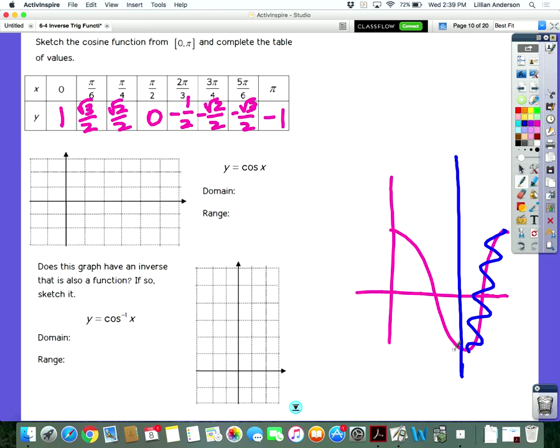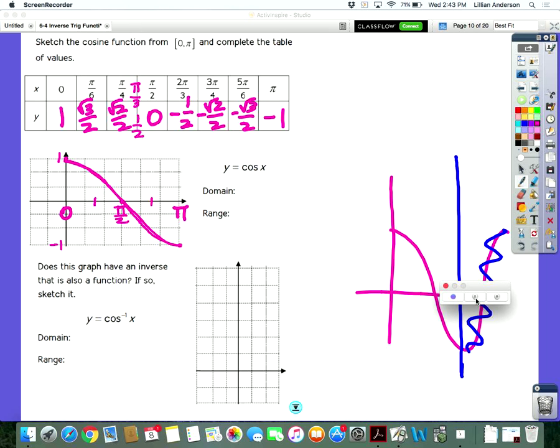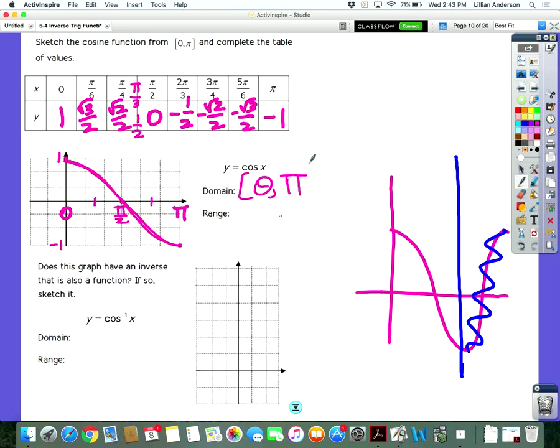Okay? Let's graph this. We'll have 0, and then pi. What do you guys make? Graph those points. What's the domain? 0 to pi, included or not included? That is a 0, not a theta. What's the range? Included? So then the domain and range of the inverse would be what?